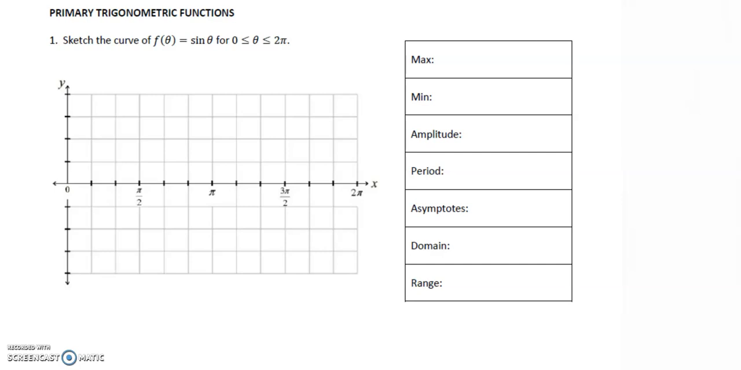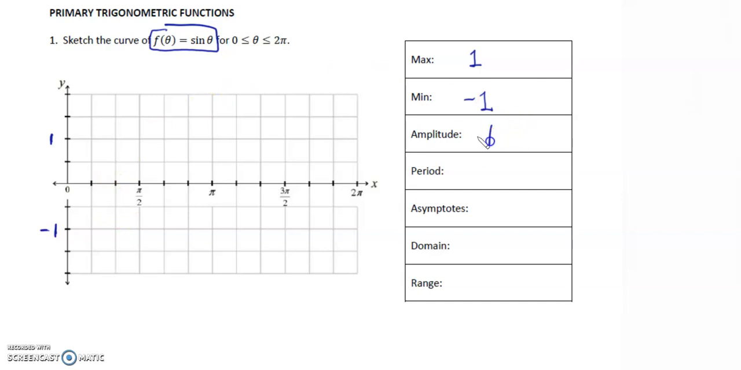So we're going to talk about the primary trig functions, the original ones. Number one, sketch a curve of f of theta equals sine theta from 0 to 2 pi. For sine, the max is 1 and the minimum is -1. So let's put the max here as 1, and let's put the minimum as -1.